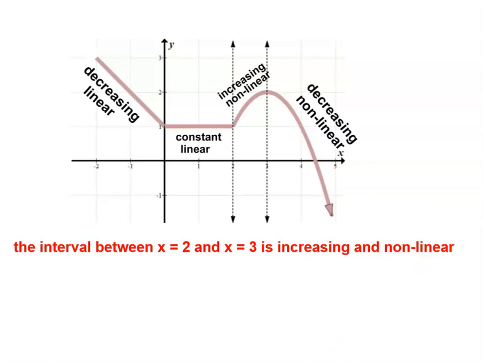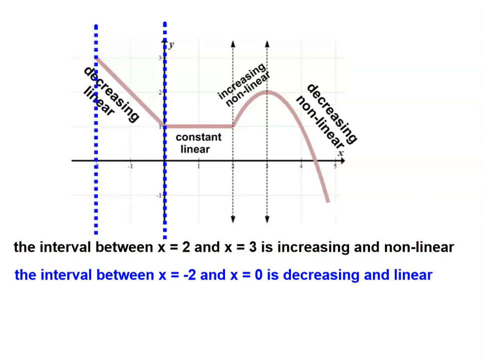Let's take a look at another interval. This time, let's look at the interval from -2 to 0. I know those are the numbers because I see them written along the number line. So the interval between x is -2 and x is 0, which is starting from here and moving to there, if you look at the actual graph, it is going downhill, which means it's decreasing, and it is perfectly straight, which means it's linear.